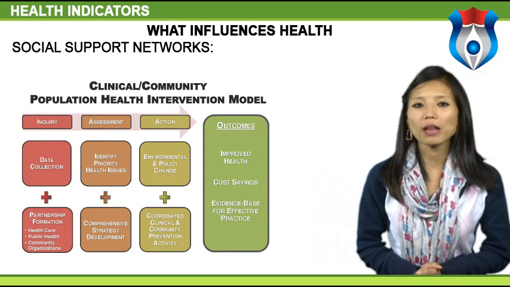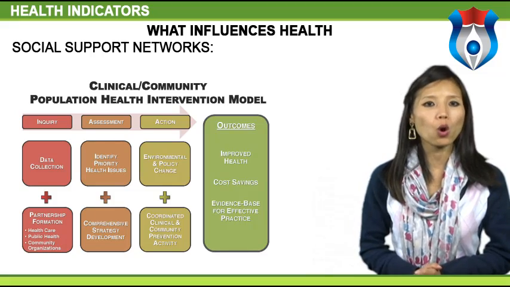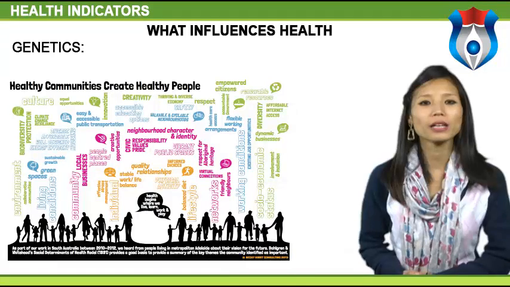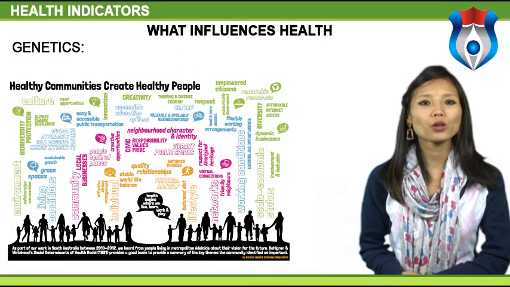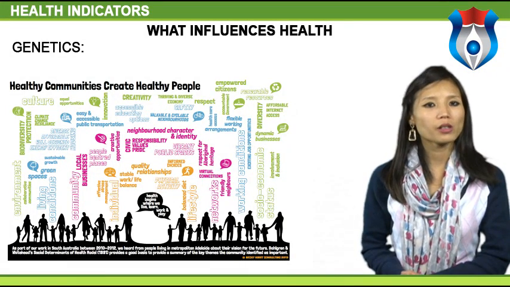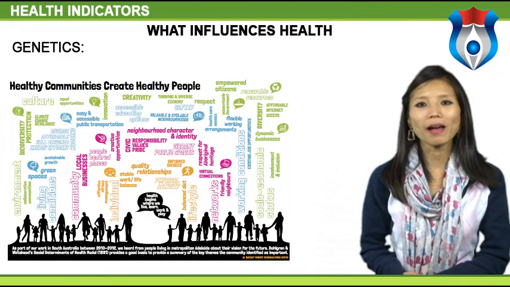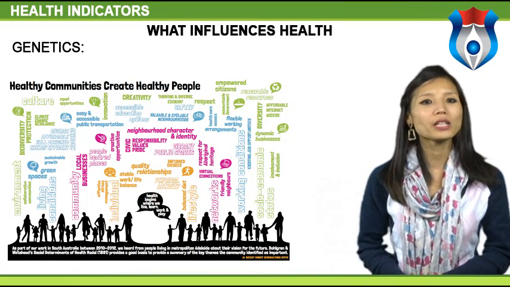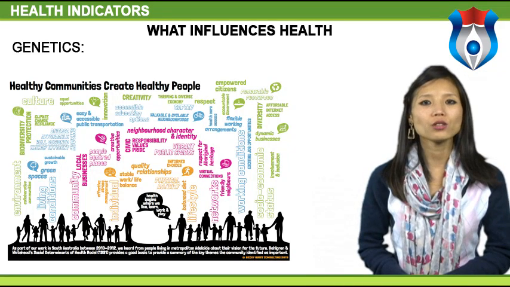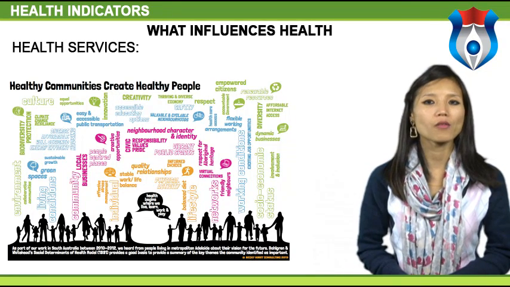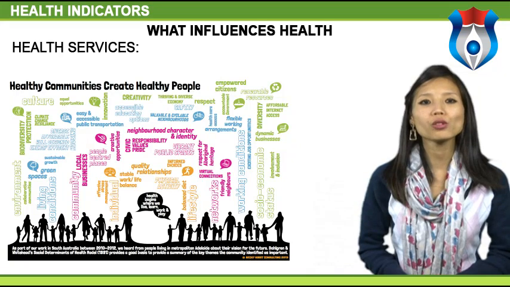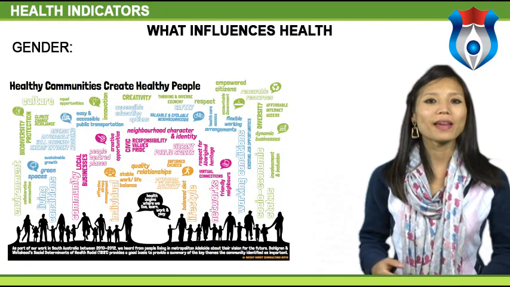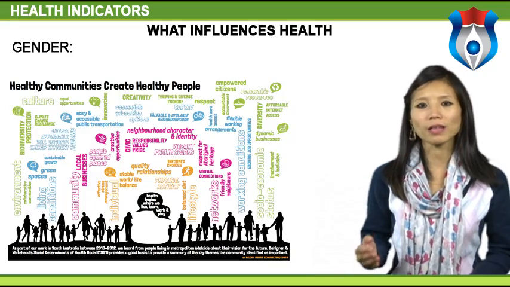Culture. Custom and tradition and the beliefs of the family and community all affect health. Genetics. Inheritance plays a part in determining lifespan, healthiness and the likelihood of developing certain illnesses. Personal behavior and coping skills: balanced eating, keeping active, smoking, drinking, and how we deal with life's stresses and challenges all affect health. Health services. Access and use of services that prevent and treat disease influences health. Gender. Men and women suffer from different types of diseases at different ages.